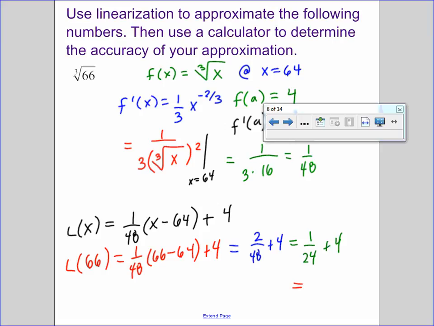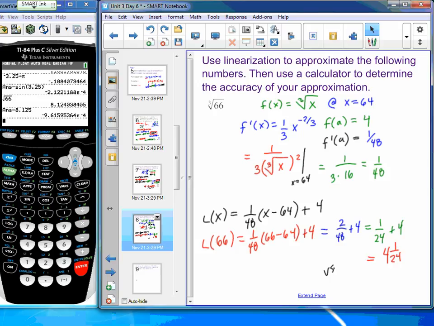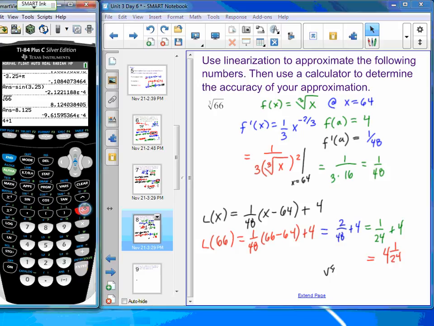But I sure know that as a mixed number. 124. Oh, you didn't. Yeah, I did. Versus, moment of truth. So my 4 and 124th is 4.0416 repeating.